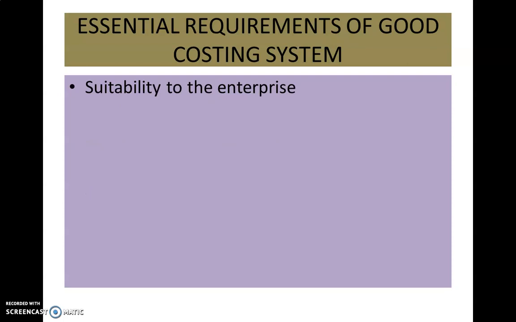Next requirement is called suitability to the enterprise, because we already discussed that the nature, size, objective and operations are different from one organization to another organization. So the cost accounting system should be suitable to the firm. Before accepting a cost system, the nature, requirement, size, condition of the business, etc. must be carefully considered in such a manner as to suit the relevant firm. The system must be capable of prompt and accurate reporting to different levels of management according to their requirements.